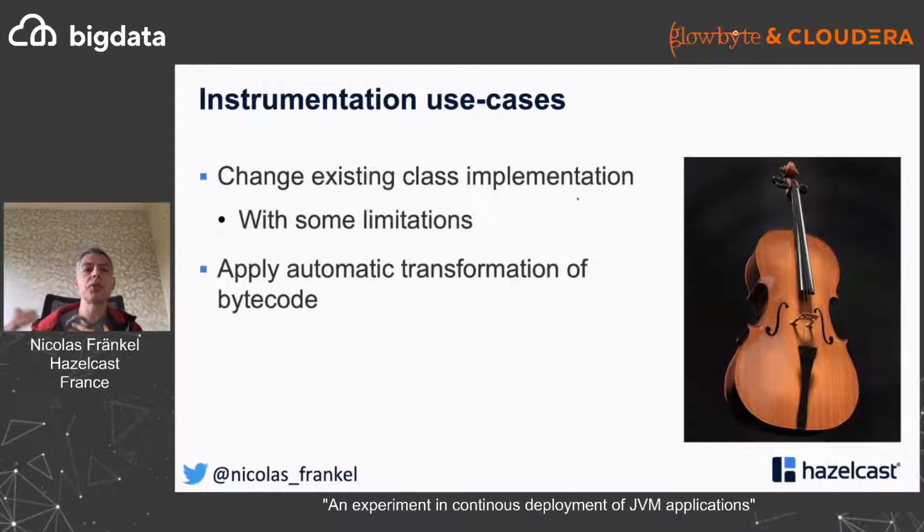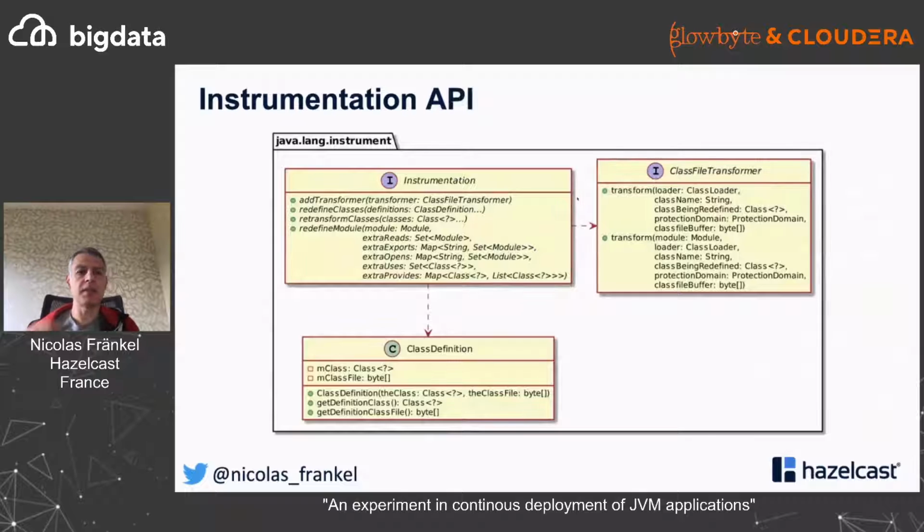Instrumentation has actually two different use cases. The first one is to change a class that is already loaded in the JVM. Of course, there are limitations. And the other is when it loads a class, it can apply an automatic transformation of the bytecodes. This is the instrumentation API from a bird's eye view, but it is much more than enough for our purpose.